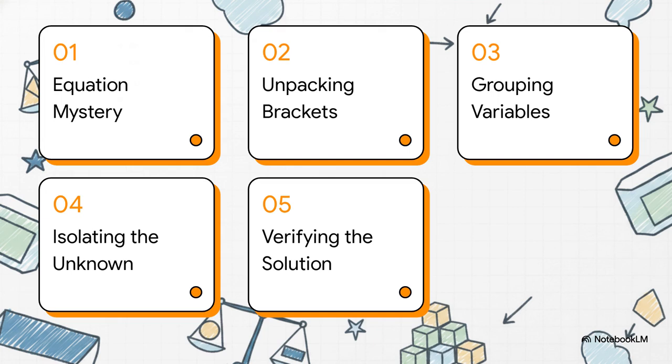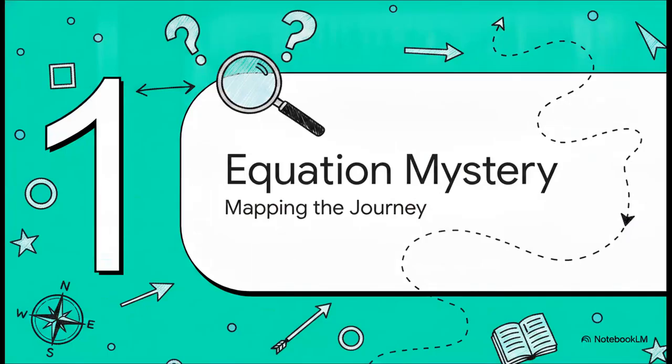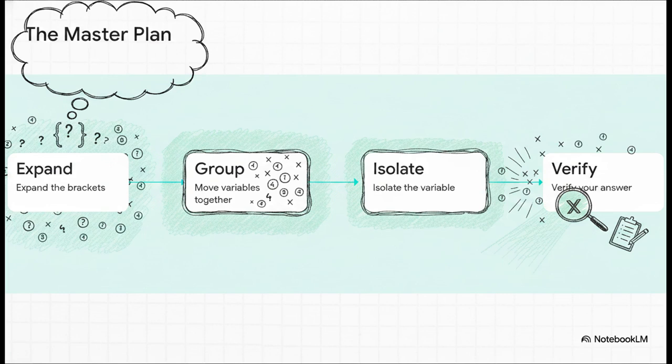So here's our roadmap for today. We'll start with the equation mystery, then move on to unpacking the brackets, grouping the variables, isolating the unknown, and finally, verifying the solution. Section 1. The equation mystery, mapping the journey. All right, our master plan has 4 distinct phases. Think of it almost like a rescue mission for the variable x. First, we expand the brackets. Next, we group the variables together so all the x's are on one side. Then, we isolate the variable completely. And finally, we verify our answer to make absolutely sure we got it right.